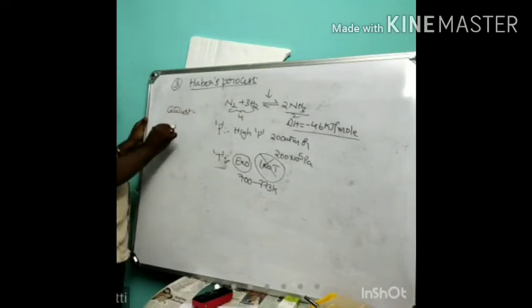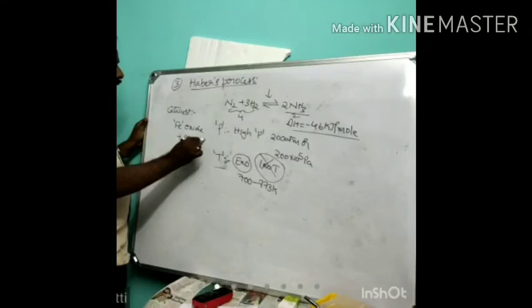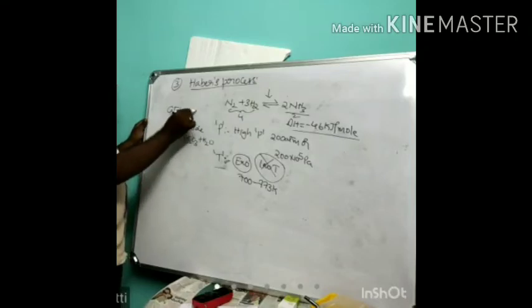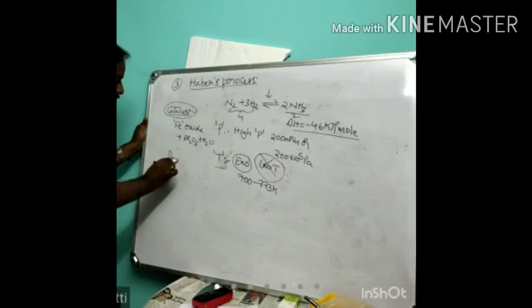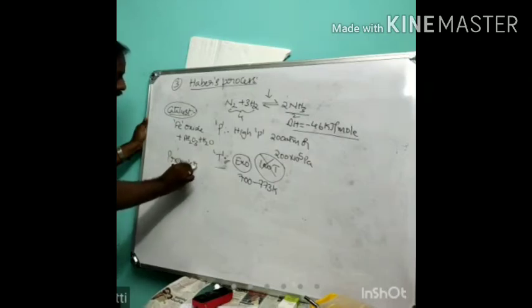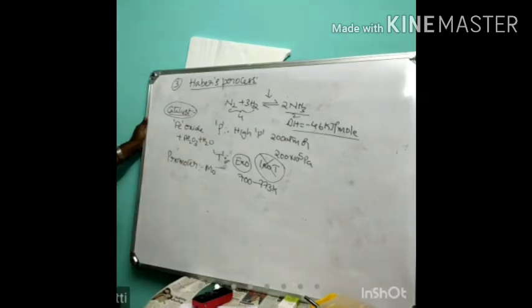That catalyst is iron oxide containing Al2O3 and K2O. To increase the activity of the catalyst, we use another substance called a promoter. We use molybdenum as a promoter. These are the favorable conditions for the formation of ammonia.